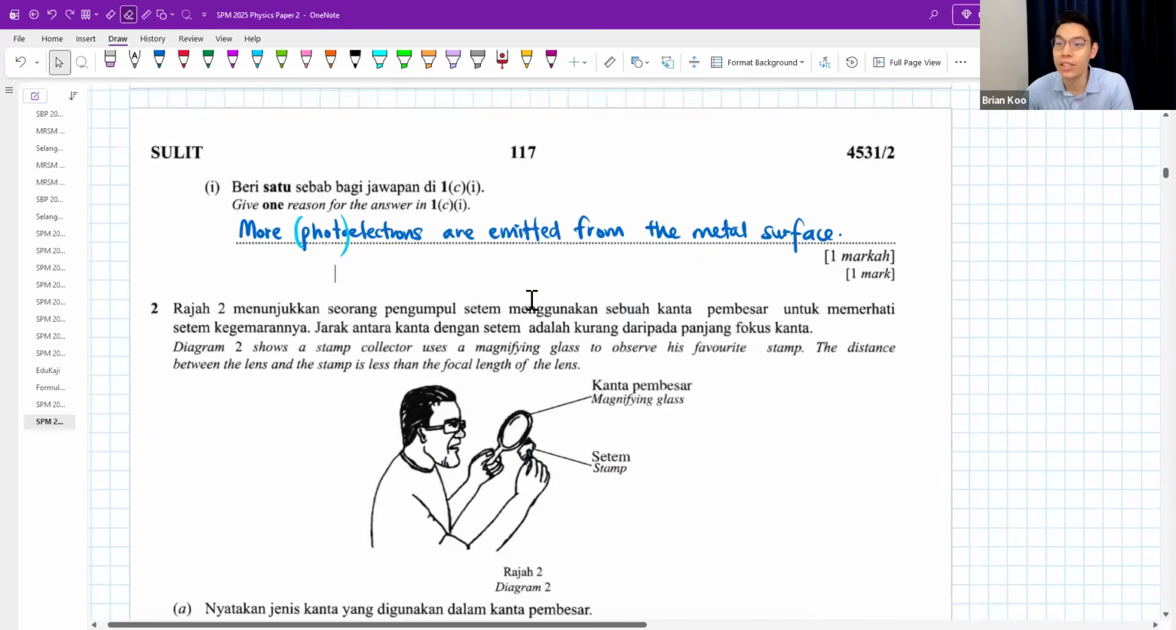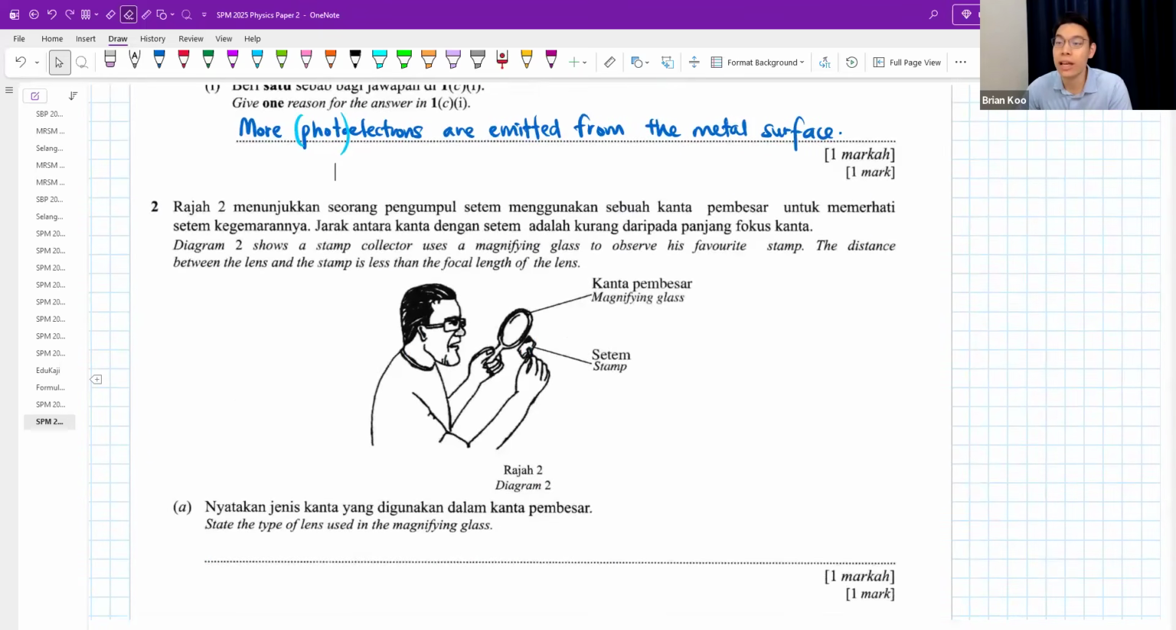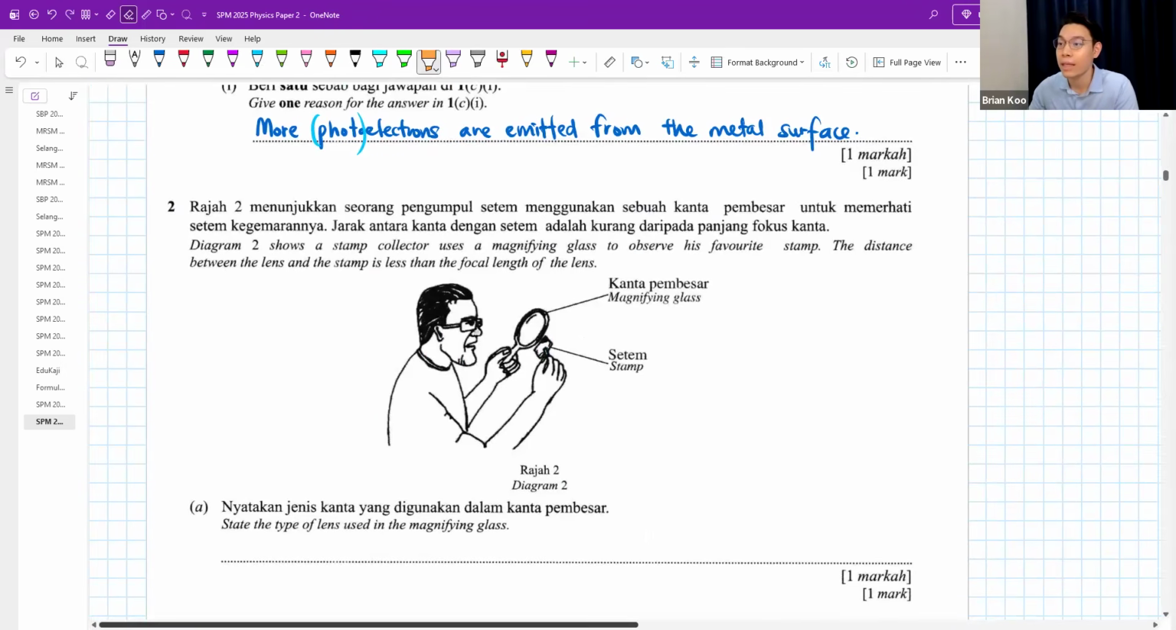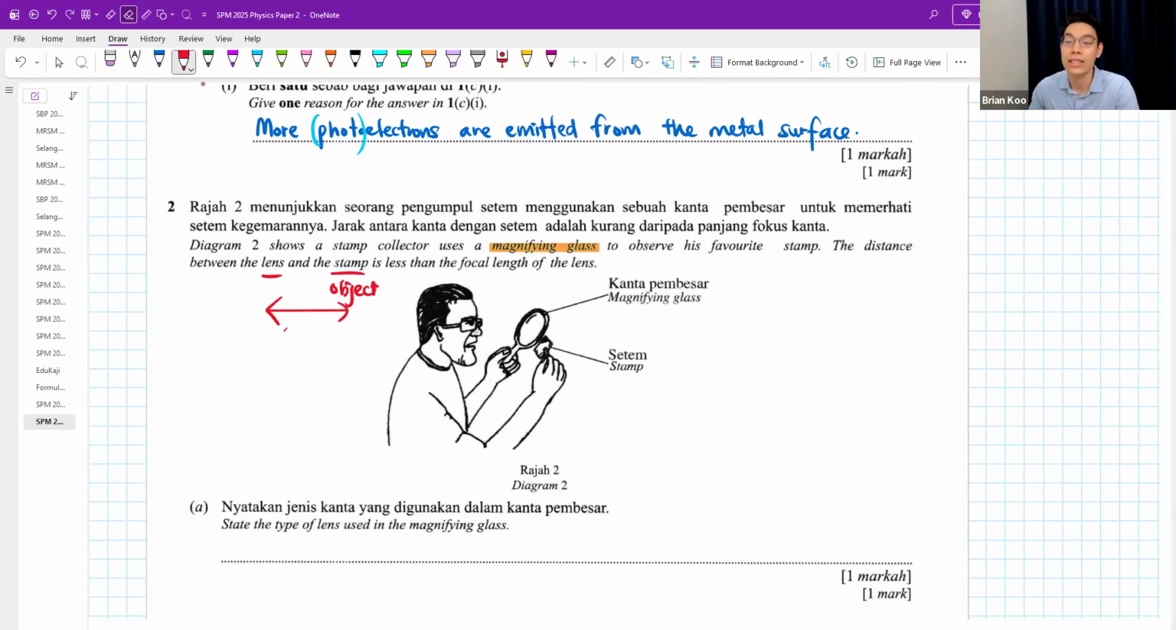Okay, end of question 1. Question 2. Light and optics. Diagram 2 shows a stamp collector using a magnifying glass to observe his favorite stamp. The distance between the lens and the stamp is less than the focal length. Lens and stamp. Stamp is your object. The lens to your object is what you call object distance, which has a symbol of u, and the u is less than the focal length, f. So they're trying to say in this sentence, the u is shorter than f.